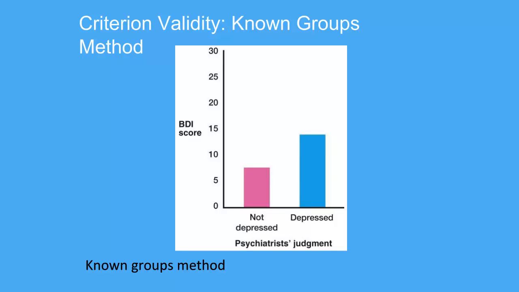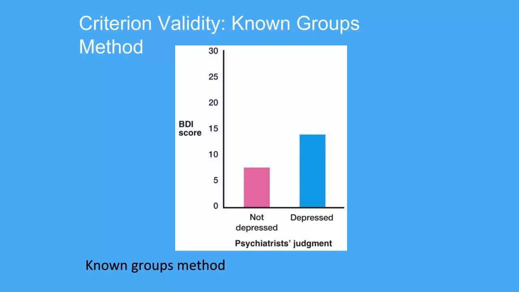So what this is doing is basically you give people a measure and you already know their classification. So the example here is that you have a group of depressed people, a group that are not depressed, and that is judged by, I think they had a handful of psychiatrists that made these diagnoses. You also have your BDI score, so BDI stands for the Beck Depression Inventory, so higher scores reflect higher levels of depression or more symptoms of depression.